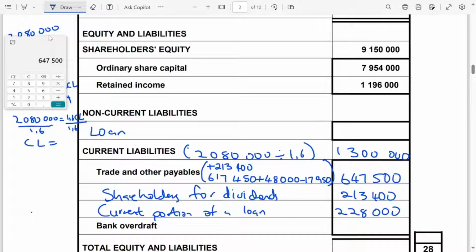Right? Now, the bank overdraft is a balancing figure. So we just have to take the current liabilities and subtract all of this. So it's 1,300,000 minus 647,500 minus 228,000 is equal to 424,500. Okay, now what else are we given?